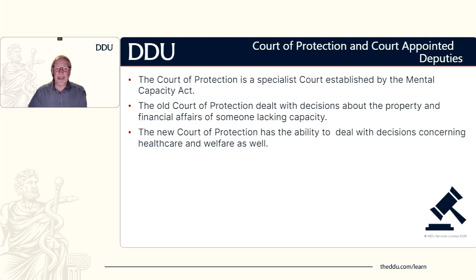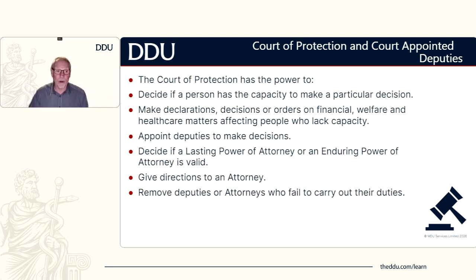Court of Protection is the specialist court. It was established under the Mental Capacity Act. It replaced the old one, which was only about financial affairs. The current one can deal with health and welfare decisions as well. So like the lasting power of attorney, the Court of Protection has those two arms to it now. It's got the power to decide. So ultimately the court can be the one that says, yes, the person has capacity or doesn't. It can make declarations. So it can say, this is what's going to happen.